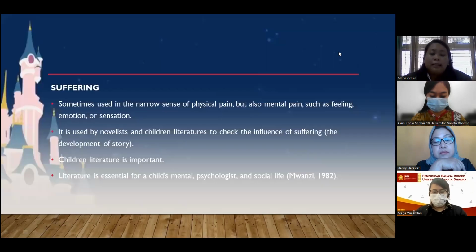Next, suffering. Suffering is sometimes used in the narrow sense of physical pain, but also mental pain, such as feeling, emotion, or sensation. Many novelists and children's literature writers check the influence of suffering on the development of the story. Children's literature is most important. And the last one, literature is essential for a child's mental, psychological, and social life, by Munshi 1982.